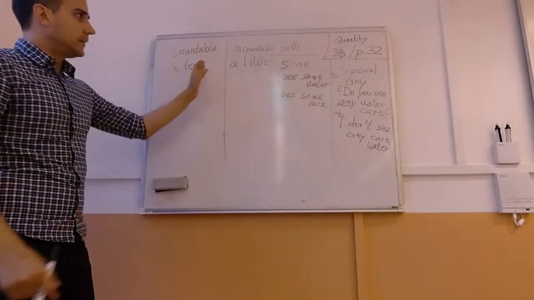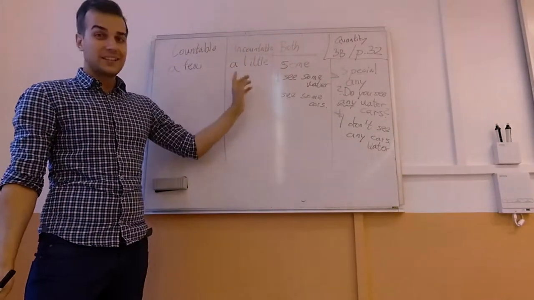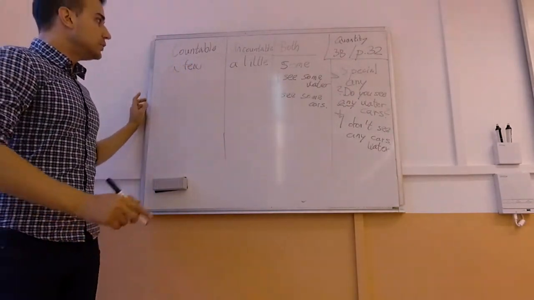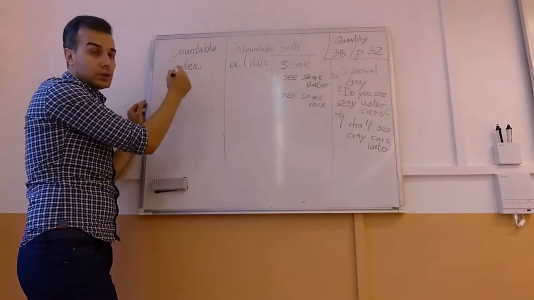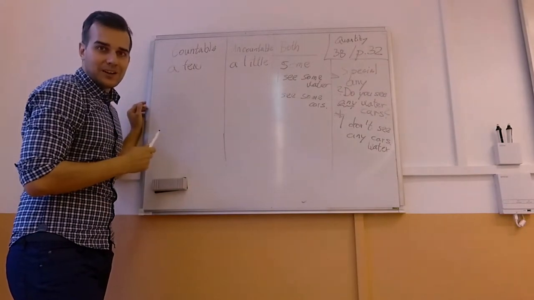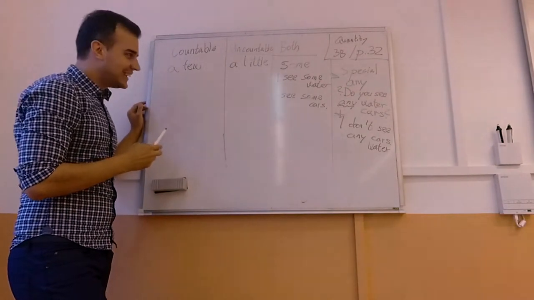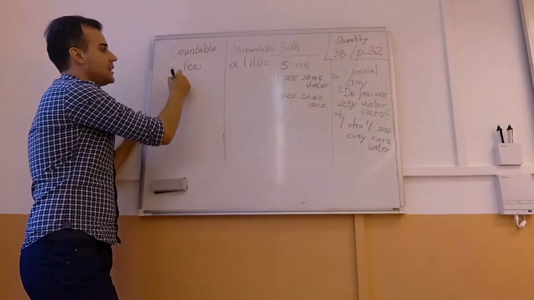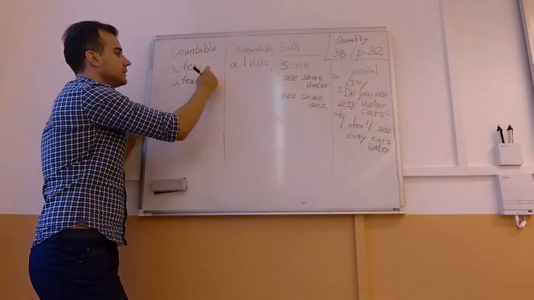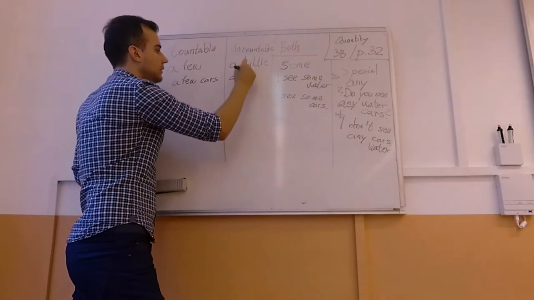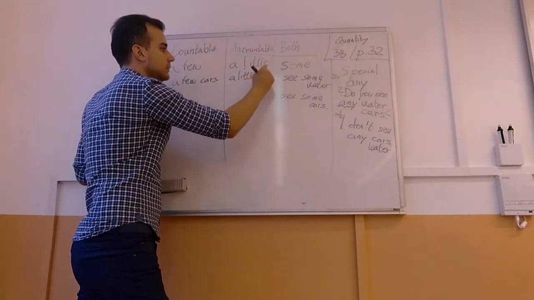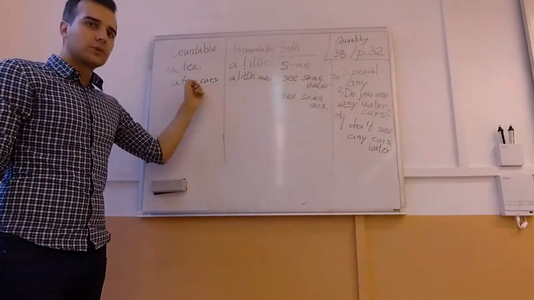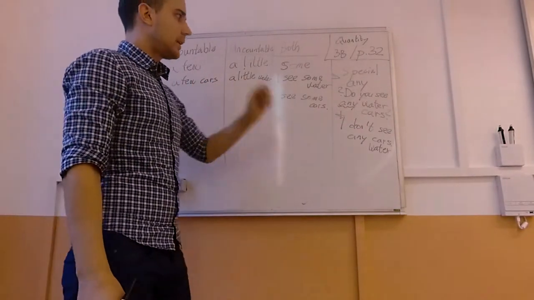As you can see here, this is uncountable. A little is uncountable, and a few countable. A few means trochu nebo málo. A little trochu nebo málo. It's the same. Okay. The idea is that in English we make this difference. So let's say a few cars, a little water. Okay. Znamená trochu vody, několik aut, málo aut.